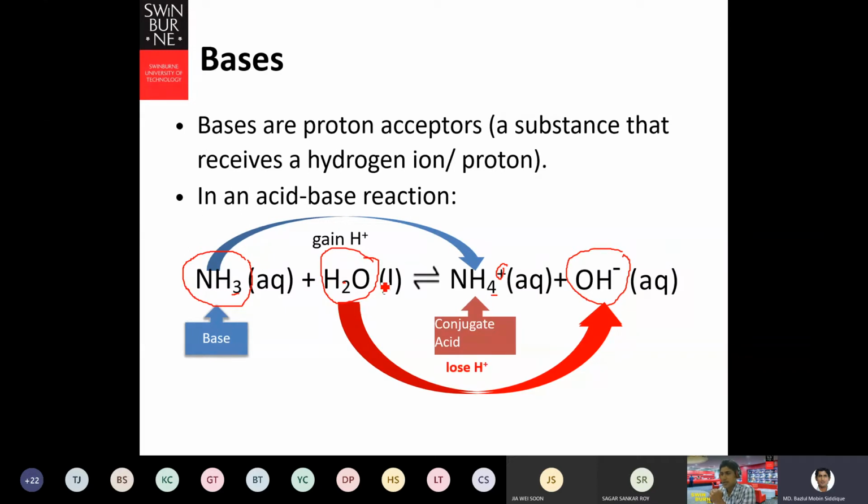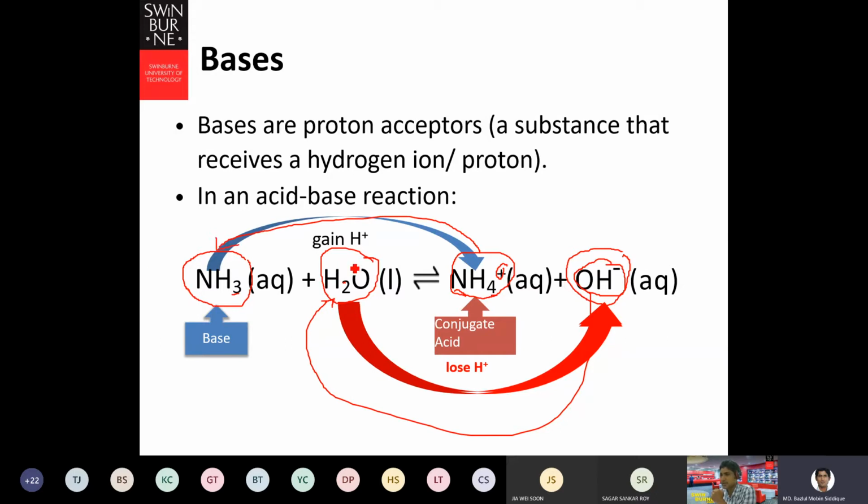So this hydroxyl is a conjugate base of this acid, because water was acting as an acid here, and this ammonium ion is a conjugate acid of this base, because this is a base.